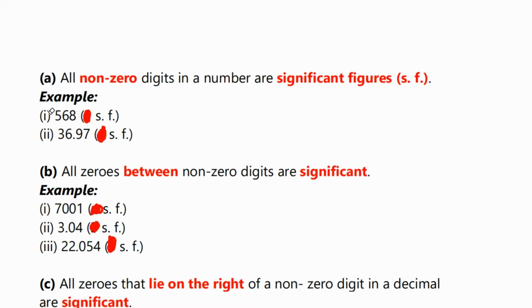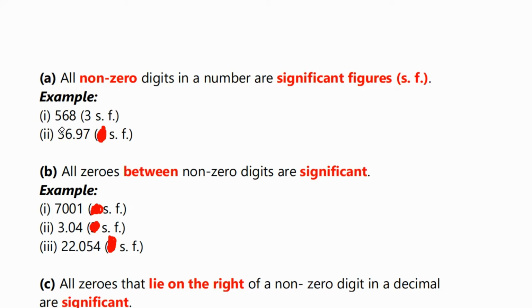So let's say example 1, 568. So 5, 6, 8 here are non-zero digits. So all of them are significant. So we have 1, 2, 3, 3 significant figures. For significant figures, we have to count from left to right. Always count from left to right. So we start from 5. 1, 2, 3. 3 significant figures.